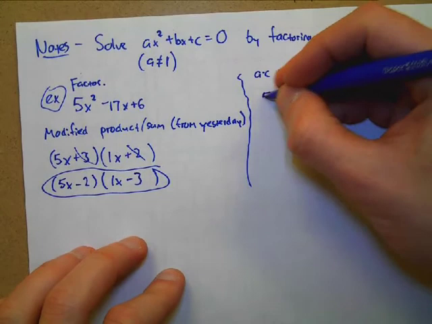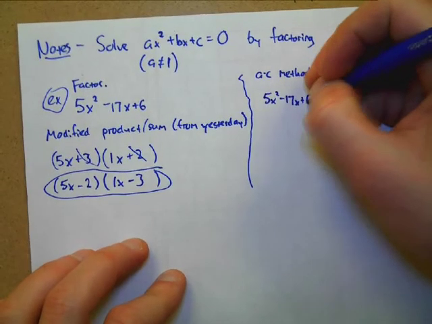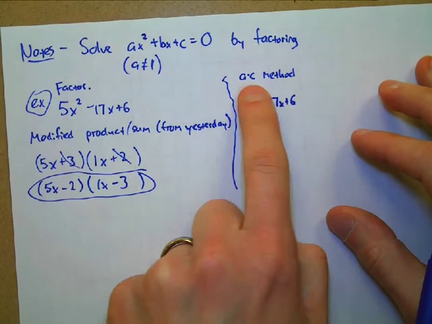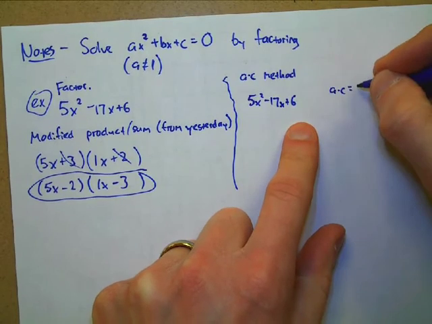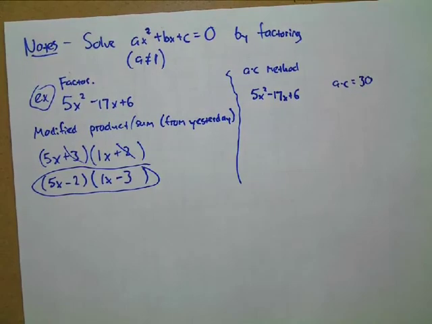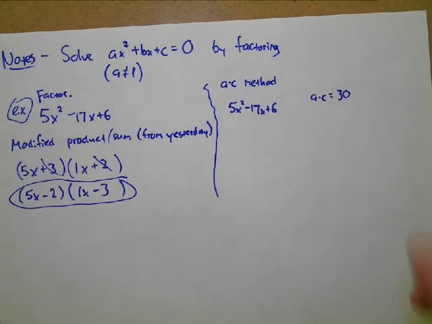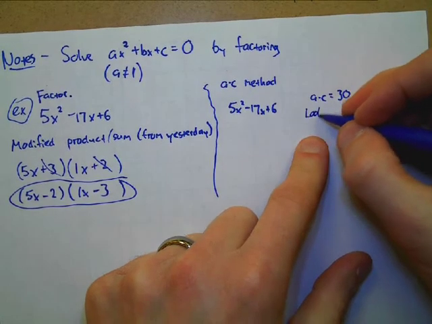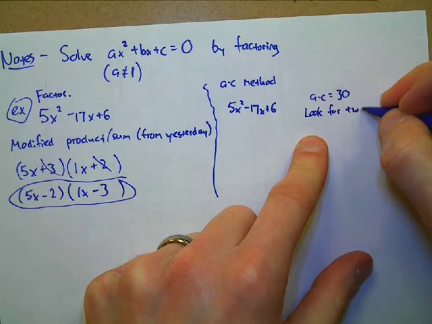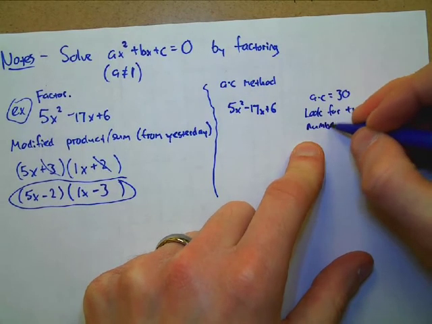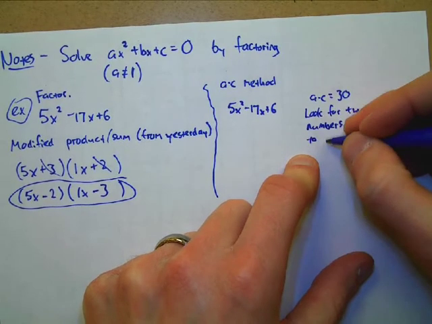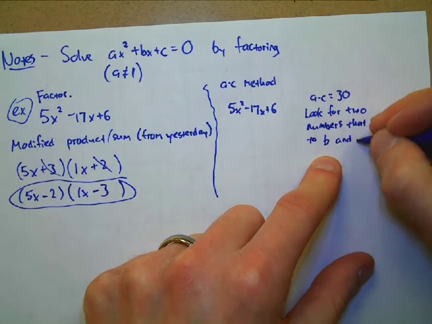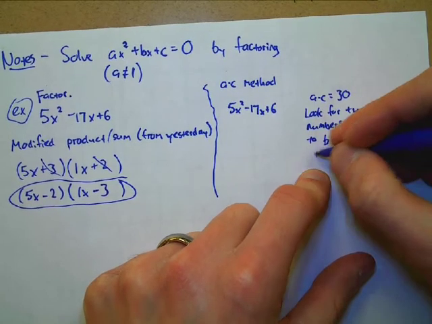So we'll start with the same problem here. Okay? So AC method, you can see here, it involves taking the A and multiplying it with our C. So we'll do A times C, which is going to be 30, right? And the beauty of this is we're going to use that strategy we talked about yesterday. We're going to look for two numbers that add to B and multiply to A times C.